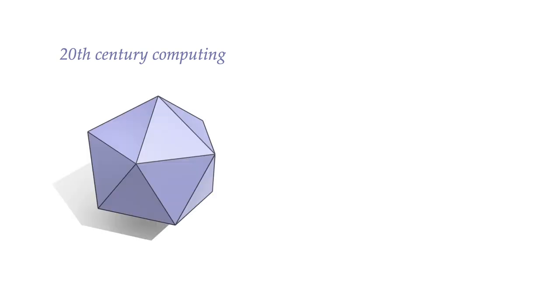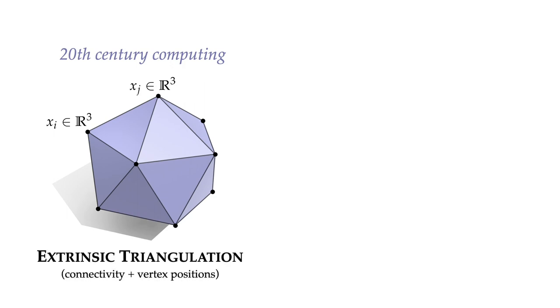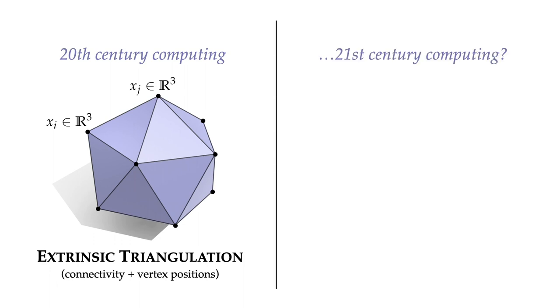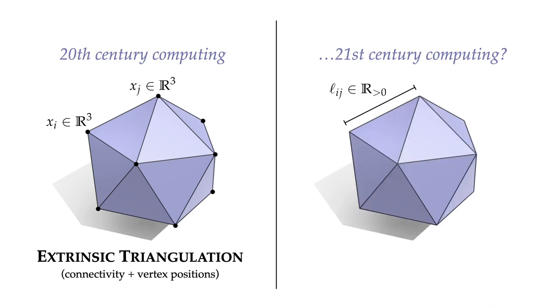So what about the computational side? Right now, most people who work with geometric data, programmers and engineers and so forth, typically assume that the geometry of a mesh is given by vertex positions in two or three dimensional space. I'll call this standard picture the extrinsic picture. Again, it depends on how the shape sits in space. Instead, in this course, we want you to think about a different picture, the intrinsic picture, where we throw away these vertex positions and just store the edge lengths instead.